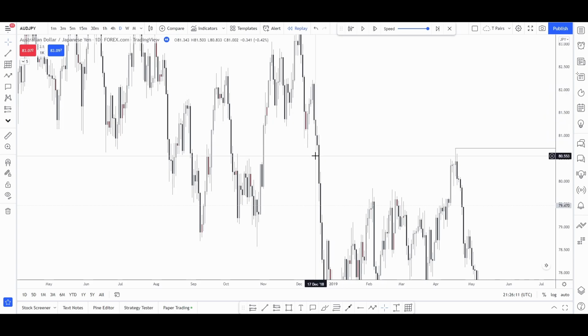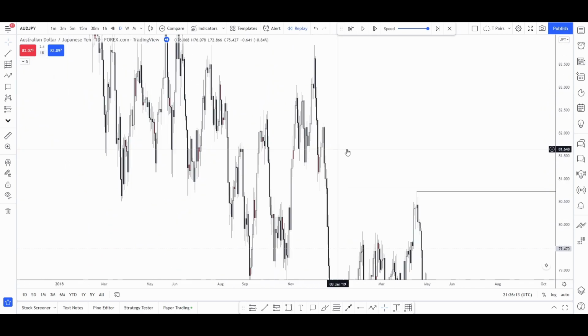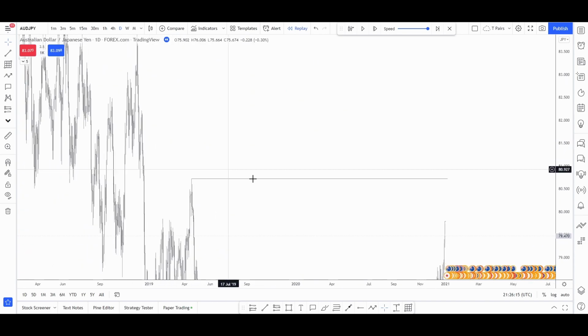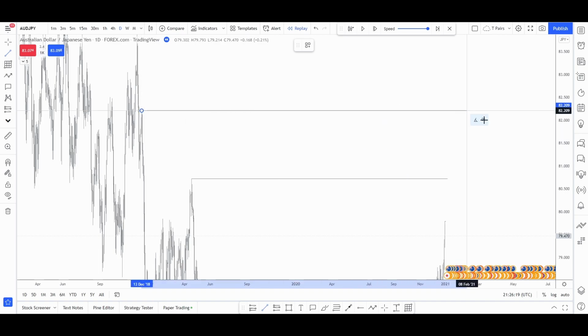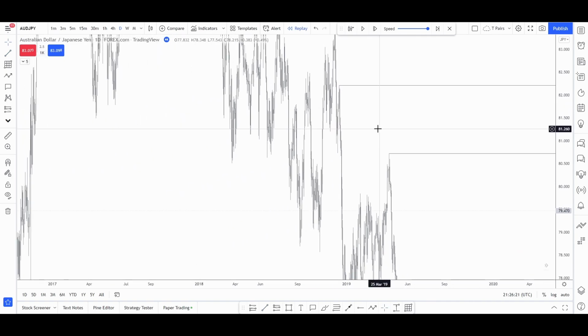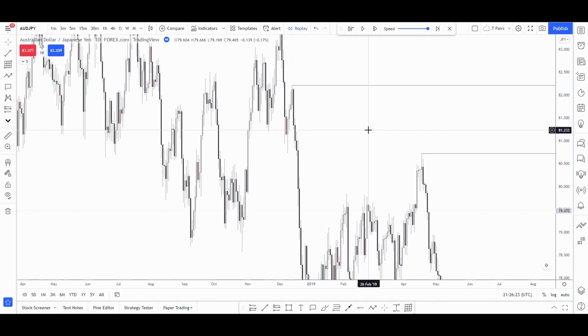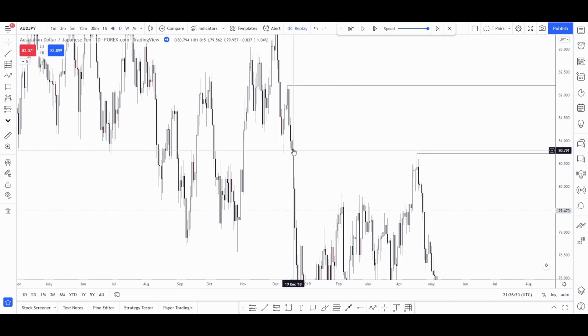Structure break, there's a high. I'll probably mark up this high here just in case. You never know what the month turns out like. It could be absolutely crazy, it could have very little action. And then there's this candle here, so after the break we came back in.